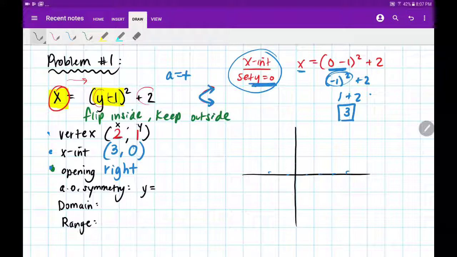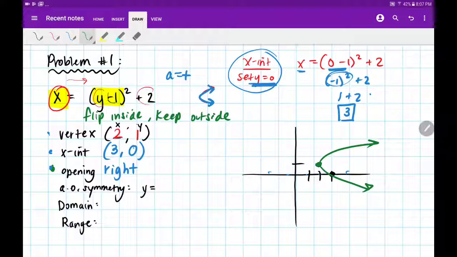So let's graph. I have a vertex at (2, 1). I have an x-intercept at (3, 0), and I'm facing to the right. This is a common mistake that people make. They start graphing it incorrectly. That's not correct. It doesn't open down. It opens to the right. So keep in mind, this is our vertex, and we're opening horizontally to the right. Should look like this.